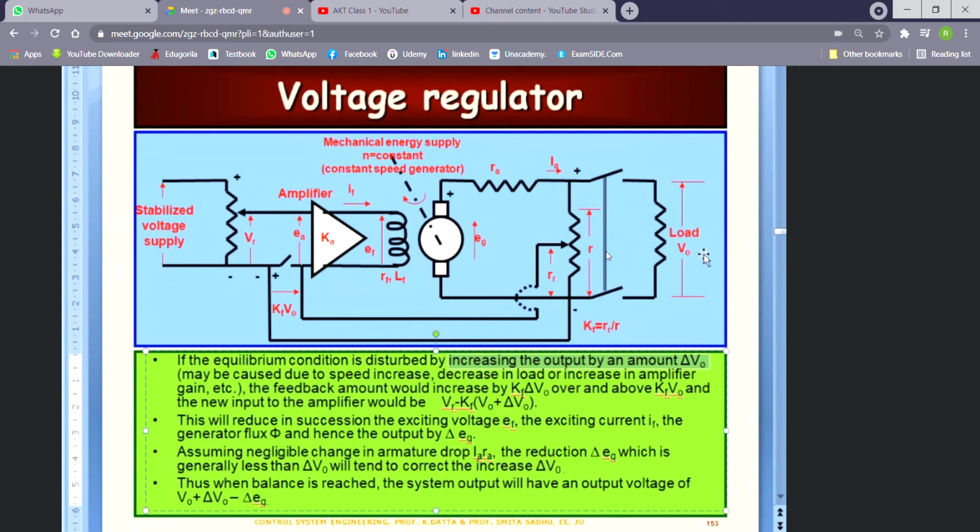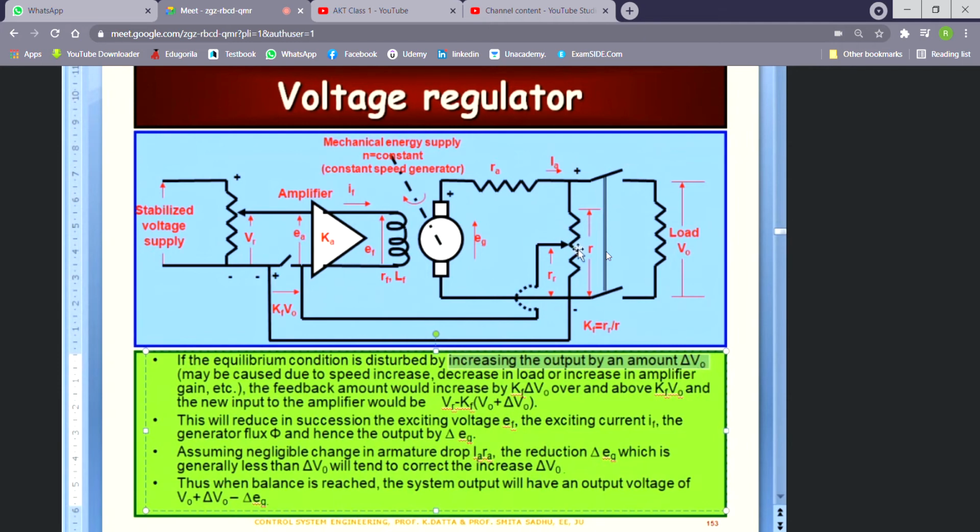It may be caused due to, say, speed increase or decrease in the load or increase in the amplifier gain, etc. So due to some reason, some parametric change somewhere within the system, let us say that your voltage at the output has got disturbed and it has got increased by an amount equal to delta VO, right? So now what would happen in the system is what we are going to see.